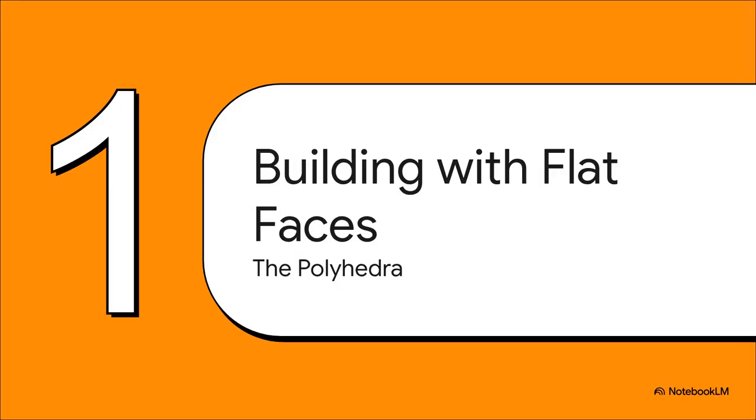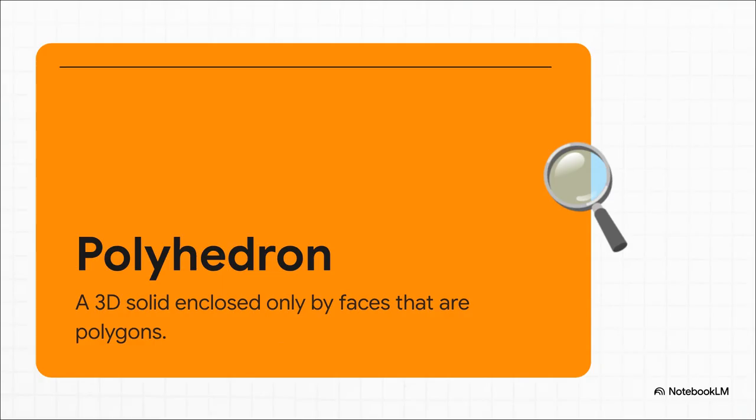So our first construction method is probably the most straightforward. We're just going to take flat surfaces, polygons, and see how we can stick them together to make solid shapes. This whole family of shapes has a name, the polyhedra. So what in the world is a polyhedron? Well, put simply, it's any 3D object you could build using only flat cardboard cutouts, squares, triangles, pentagons, whatever. The key rule, no curves allowed.